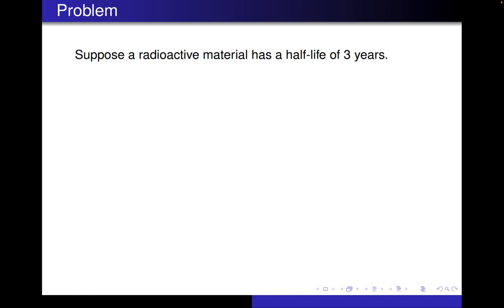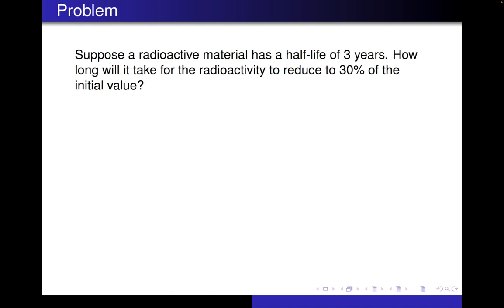All right, so let's see how this works on a particular problem. We're looking at a radioactive material, and let's assume that we know the radioactive material has a half-life of 3 years. That means whatever amount of material that you have now, in 3 years you'll have half that amount. Question is, how long will it take for the radioactivity to reduce to 30% of the initial value? You get to half the initial value in 3 years. How long to get to 30%?